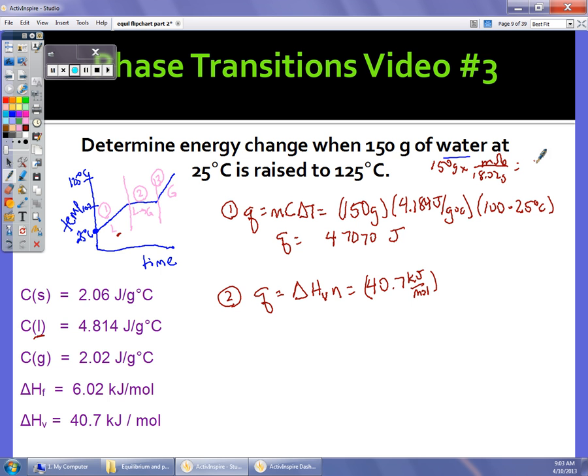And we have about 8.32 moles. Okay, a good best practice would be for you to stop, try stage 3 on your own, and then double check your work.